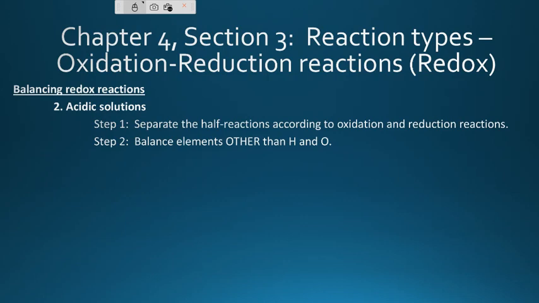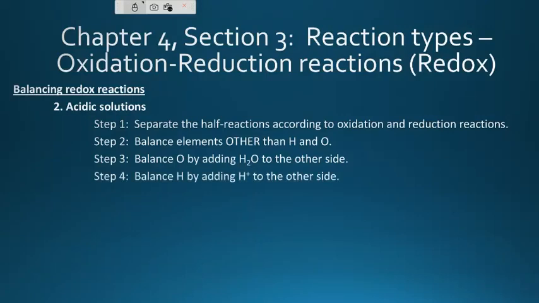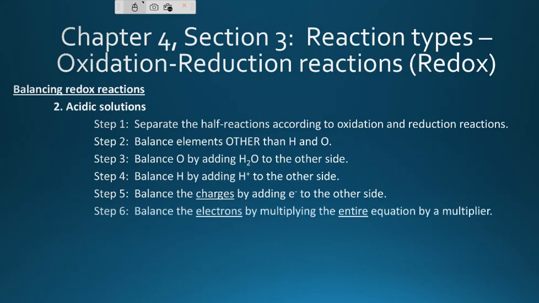Balance everything. Now we get to go through and balance out your oxygens by adding water to the other side. You'll see me do this in a moment. And then we can balance the hydrogens by adding the hydrogen ion to the other side. And then do your charges and then balance the electrons and do the exact same thing we did with the previous example. Cancel out your electrons then. That will give you your redox.